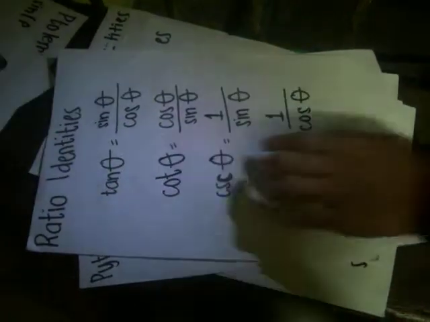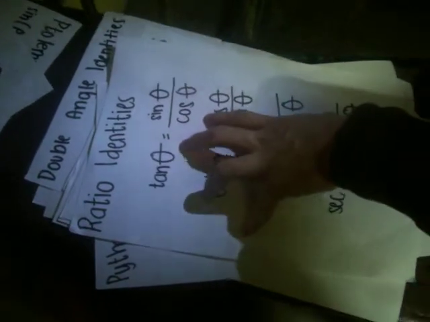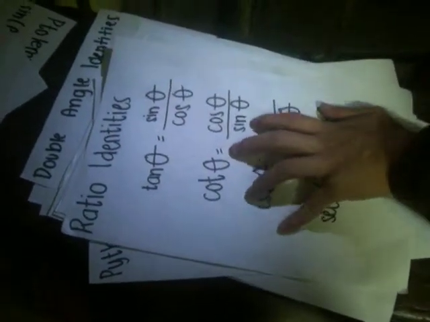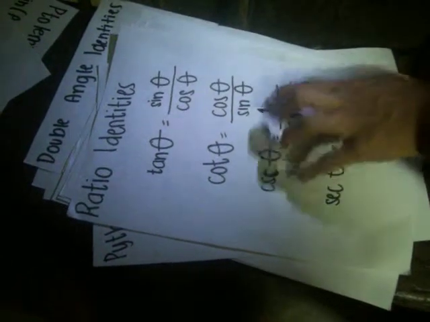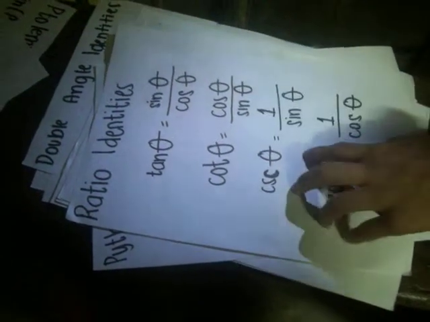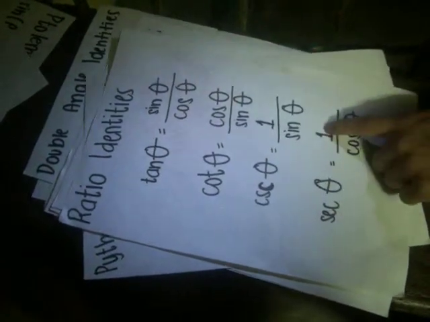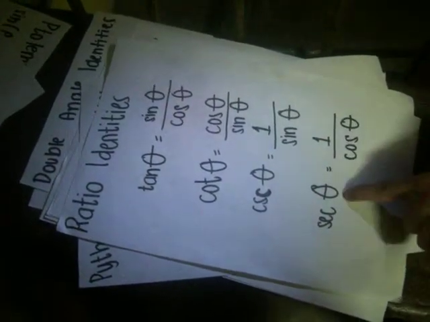The first one is tan theta is equivalent to sine theta over cosine theta. The second is cotangent theta is equivalent to cosine theta over sine theta. The next is cosecant theta is equivalent to 1 over sine theta. The last is secant theta is equivalent to 1 over cosine theta.